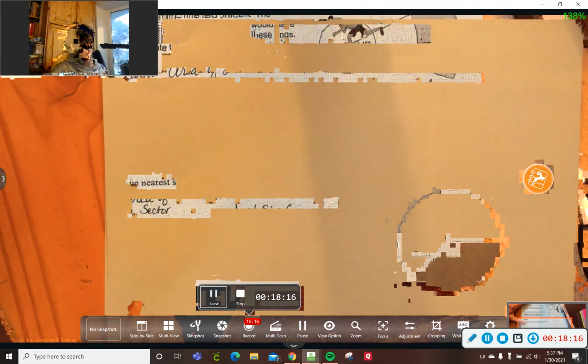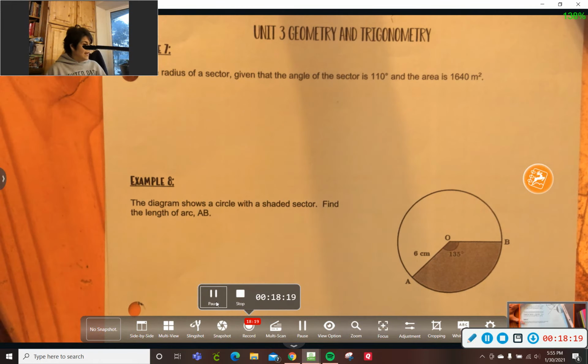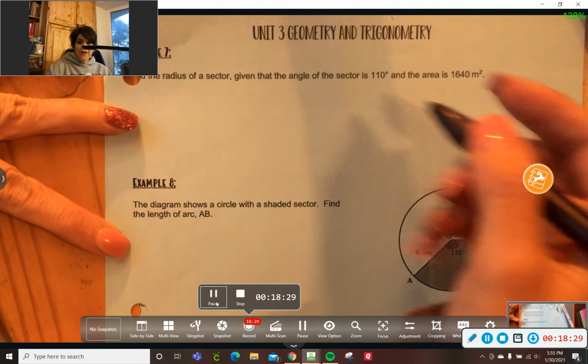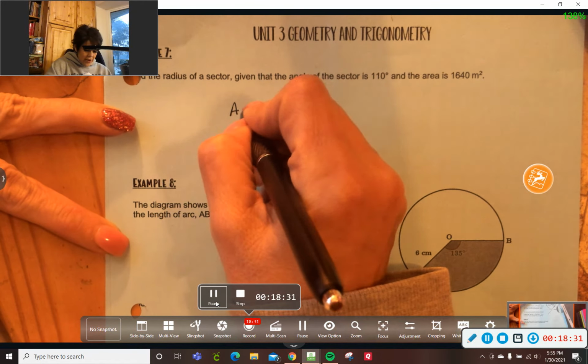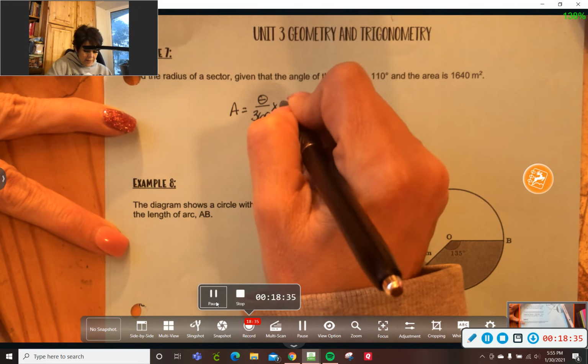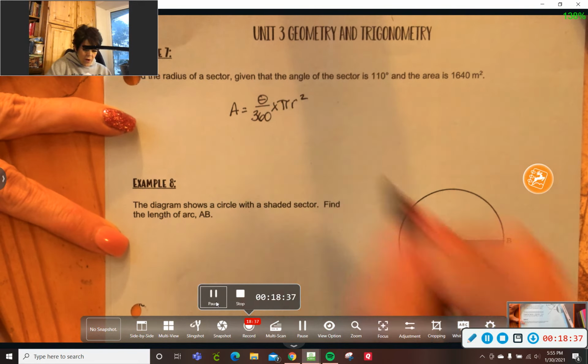All right, on to example 7. Find the radius of the sector, given that the angle of the sector is 110 and the area is 1,640. I'm going to give you an equation to use for this. You're trying to find the area of a sector, so area equals theta over 360 times pi r squared.